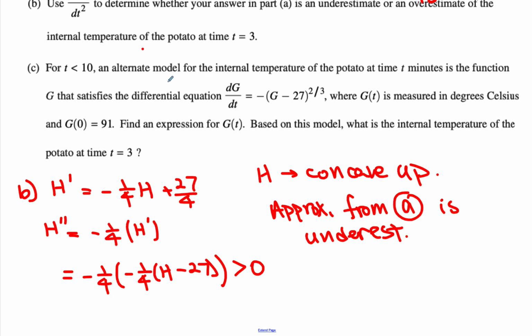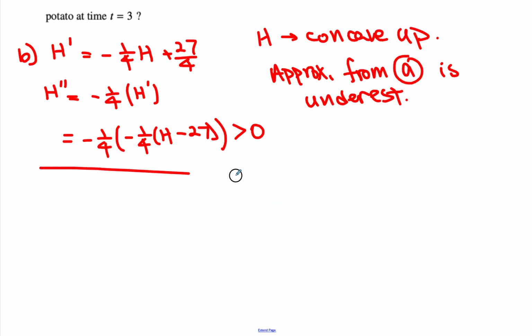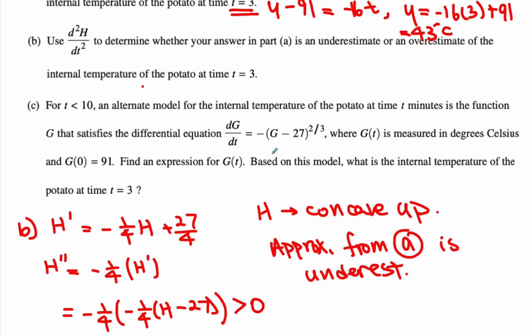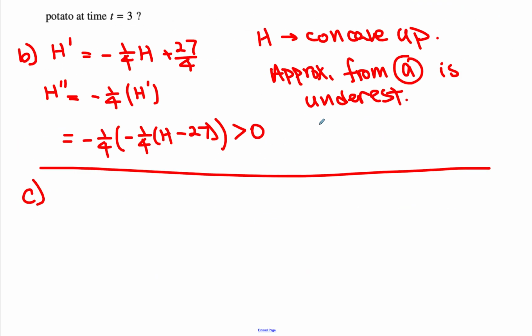Now for t less than 10, an alternate model for the internal temperature can be this equation here. Now find the expression g of t based upon this model. What is the internal temperature at time t equal to 3? So we're simply going to solve the differential equation here. I'm going to bring the g's to one side and leave the other, meaning the negative sign, on the other side. So we get dg over (g minus 27) to the 2/3 power is equal to negative dt.